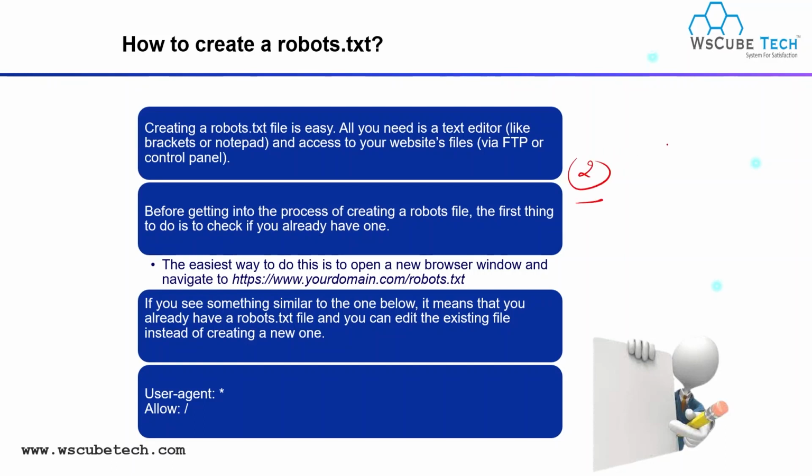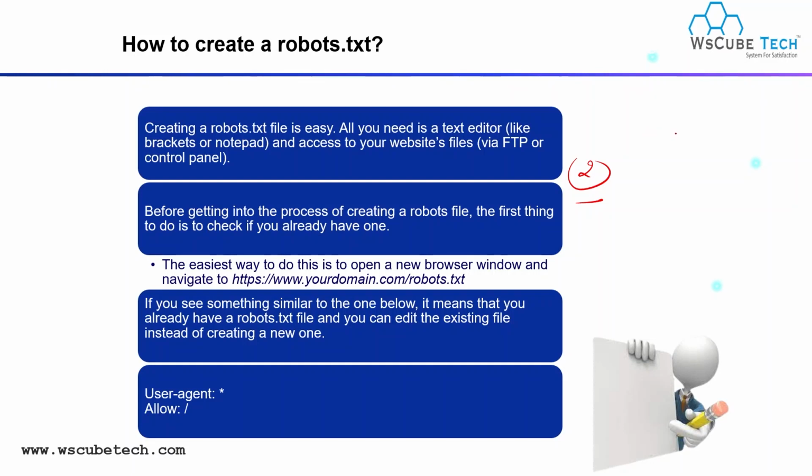And the next method, if you are working on your WordPress website, the next method I will explain to you with the help of one particular plugin. So creating your robots.txt file is very easy and all you need is a text editor like Brackets or Notepad, and access to your website's files via FTP or your control panel.